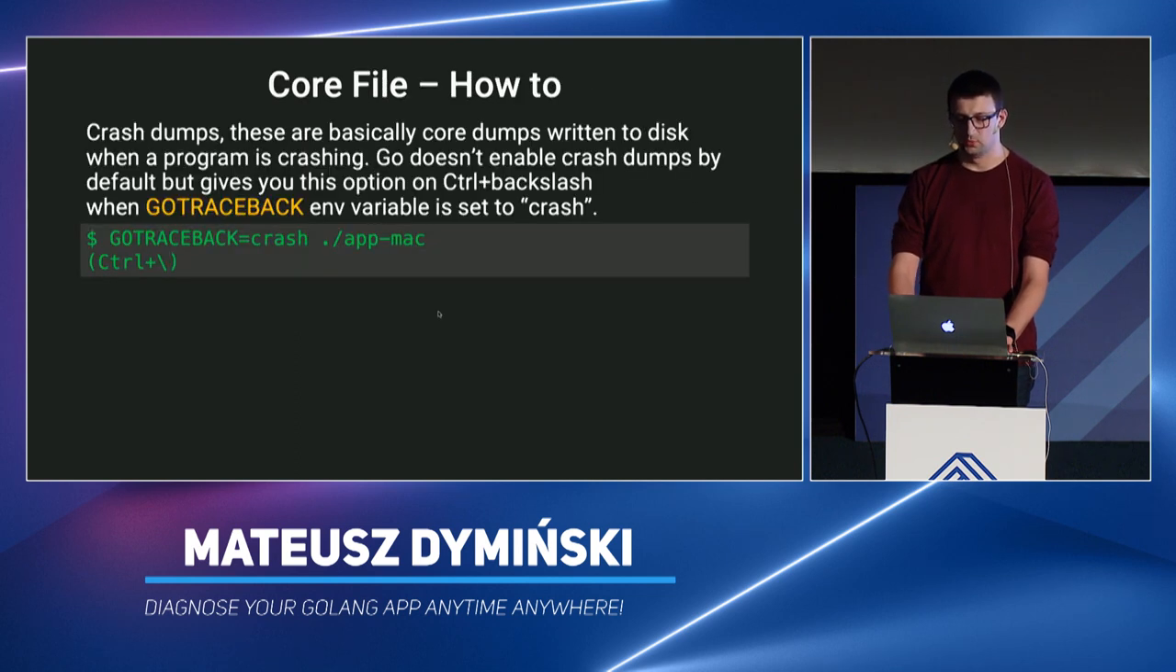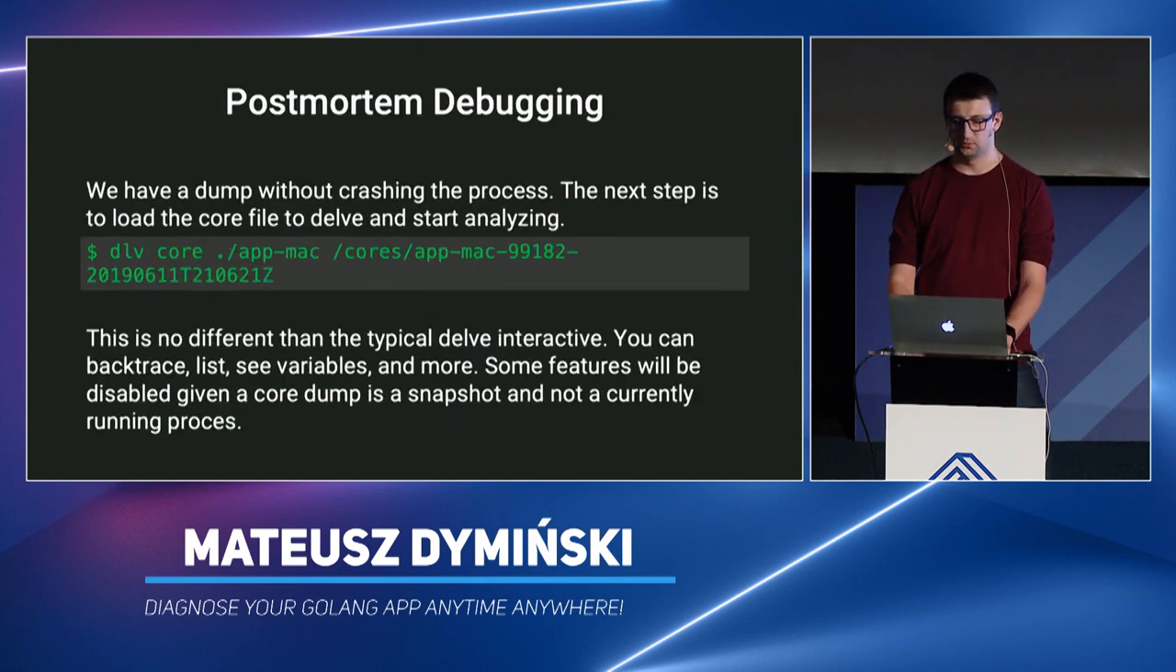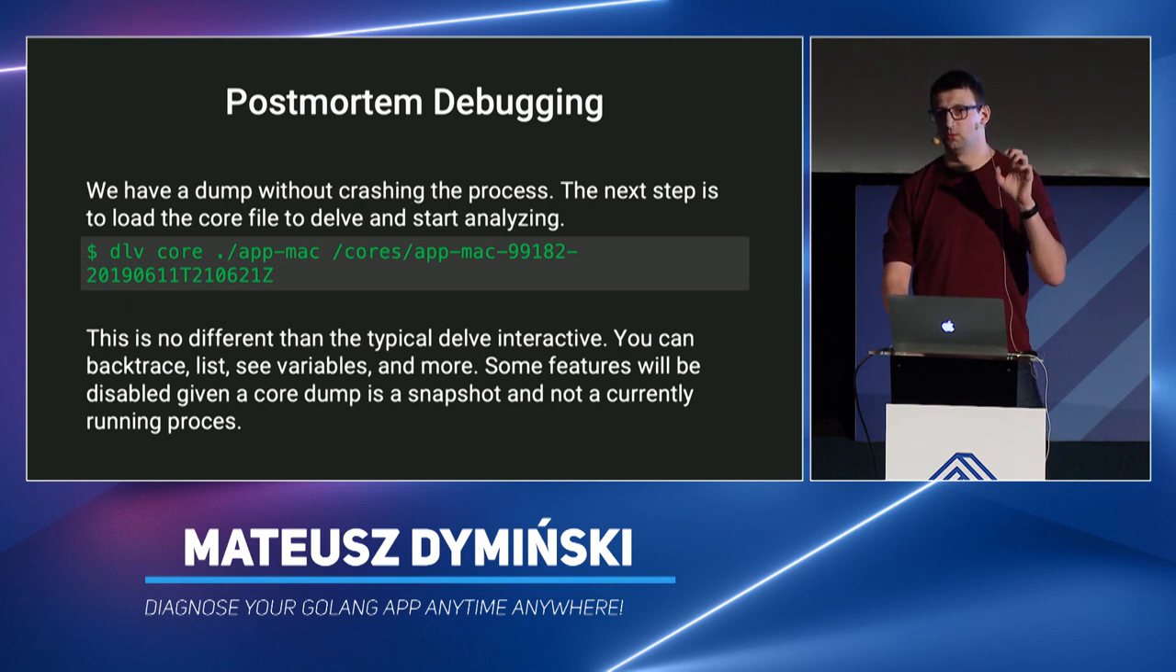So how can we do that? We need to set an extra flag, which is GOTRACEBACK set to crash, then run our application, and then, for example, send a kill. And then we'll have the core dump printed by default somewhere in the directory, I guess the local one. And also we can use gcore to make the core file directly from the running application. And then we can run dlv and say dlv core and pass this application, but also pass the binary file, because the debugger needs to understand what to debug and what the structure of the application looks like.